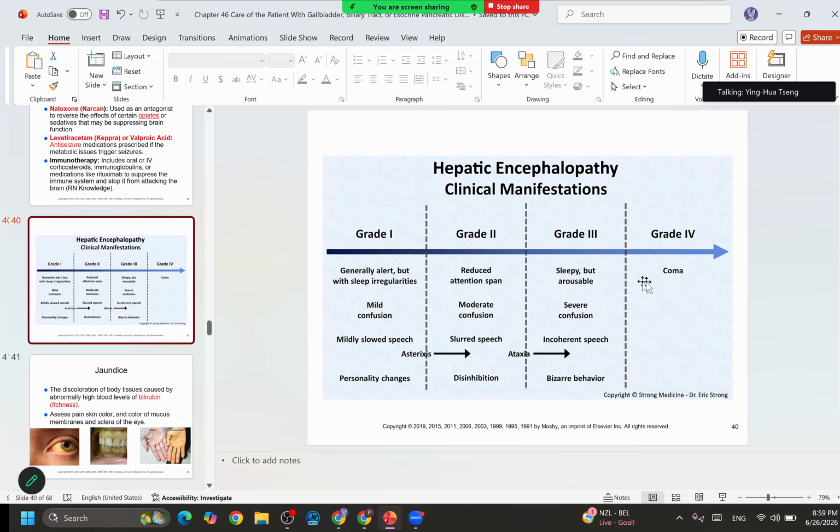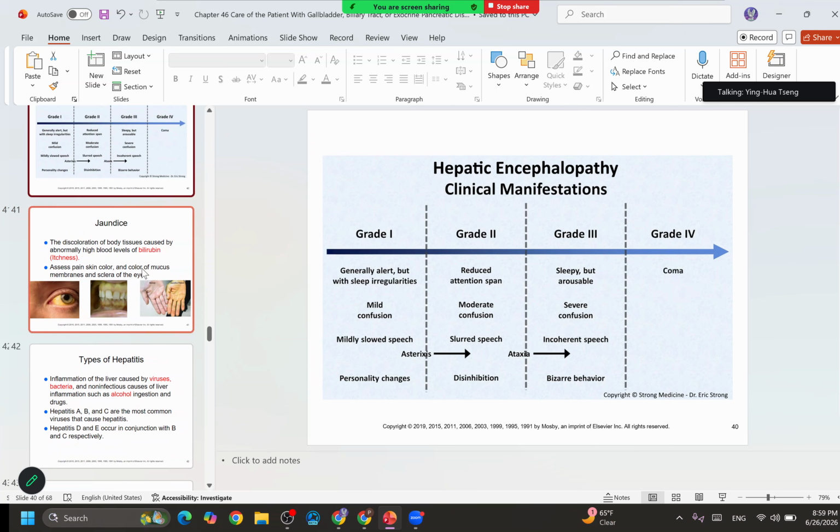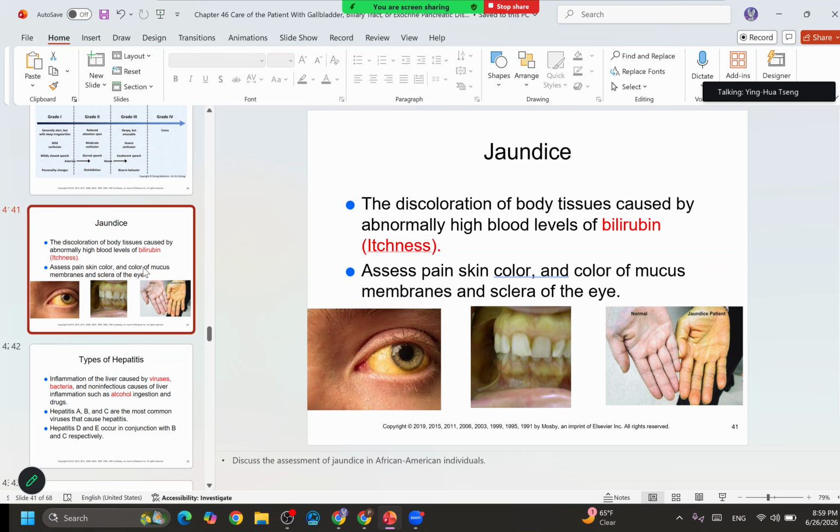Okay, this is kind of the grade 1, grade 2, the confused. So you can read it by yourself, okay? The jaundice here. All right, so this is all yellow, yellow, yellow. So the eye is yellow and your gum here is yellow. Your hand is yellow, okay? So it's the bilirubin that is kind of deposited under the skin, okay? So I already told you, it's going to cause itchiness, okay?